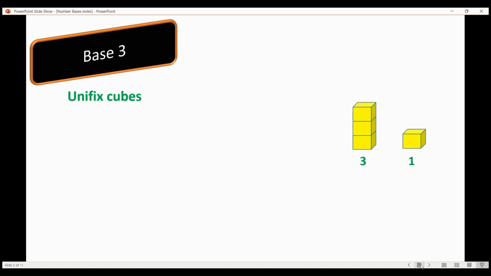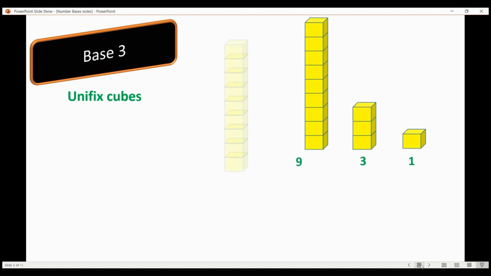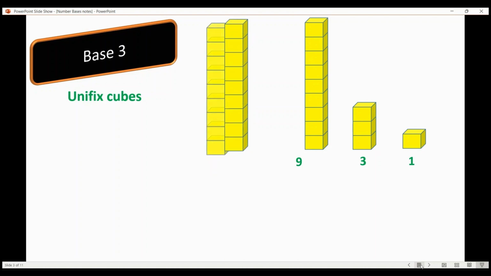Because it's base 3, when moving to the next place value, we'd have 3 groups of 3. Just how we had 1, and then 3 groups of 1, we now have 3 and 3 groups of 3, which is 9. If we want to go to the next set, we'd have 3 groups of 9: 1 group of 9, 2 groups of 9, 3 groups of 9, which will be 27. And if we had to go again, we're limited by space, then we'd have 3 groups of 27: 27 plus 27 plus 27, which is 81.